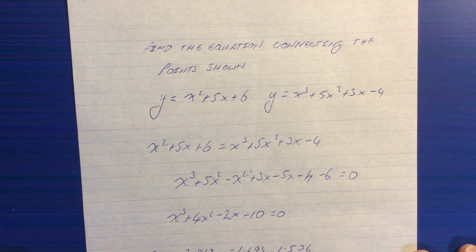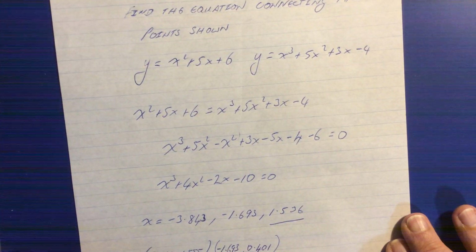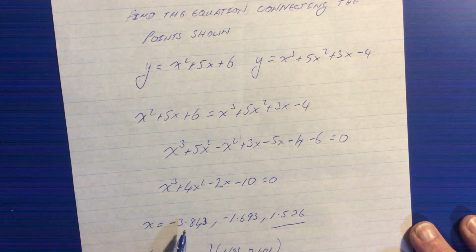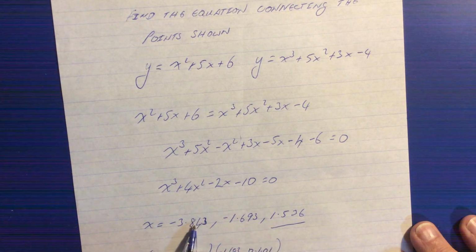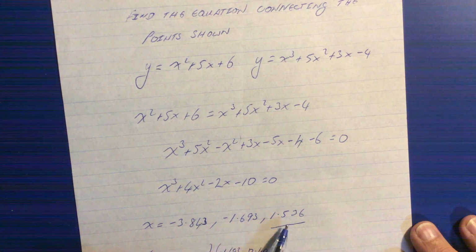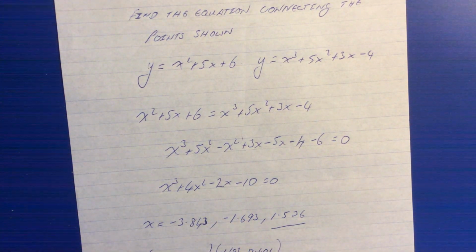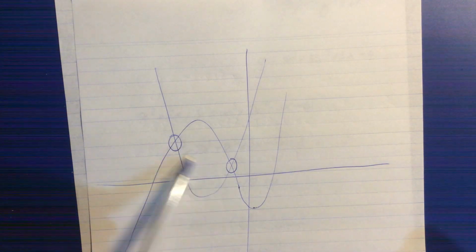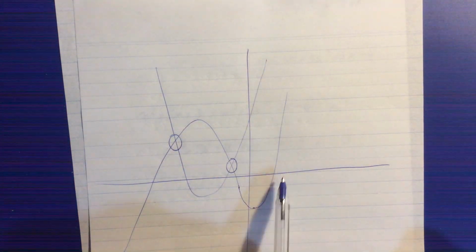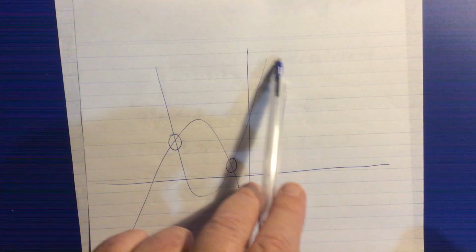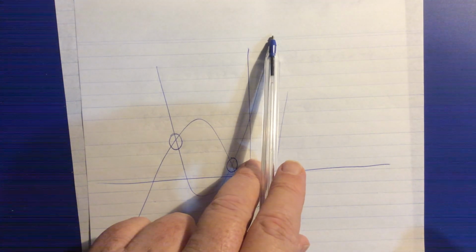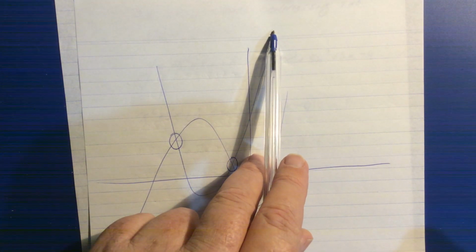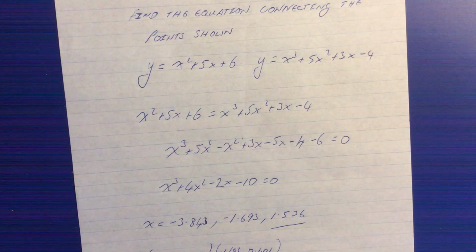When you solve this, you get 3 solutions for x. This one, and this one. Note, these 2 are negative, and this one is positive. If we go back to our drawing, on my rough sketch, we're looking for these 2 negative ones. The positive one, which is approximately here, where these things will intersect, is not what we're looking for. That's not what the question asks.